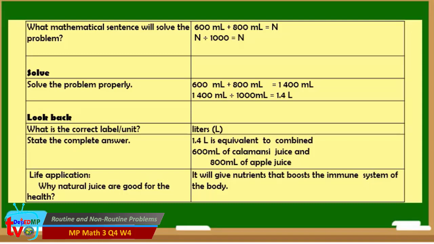Solve the problem properly. 600 milliliters plus 800 milliliters equals 1,400 milliliters. 1,400 milliliters divided by 1,000 milliliters equals 1.4 liters. Look back. What is the correct label or unit? Liters. State the complete answer. 1.4 liters is equivalent to the combined 600 milliliters of calamansi juice and 800 milliliters of apple juice.